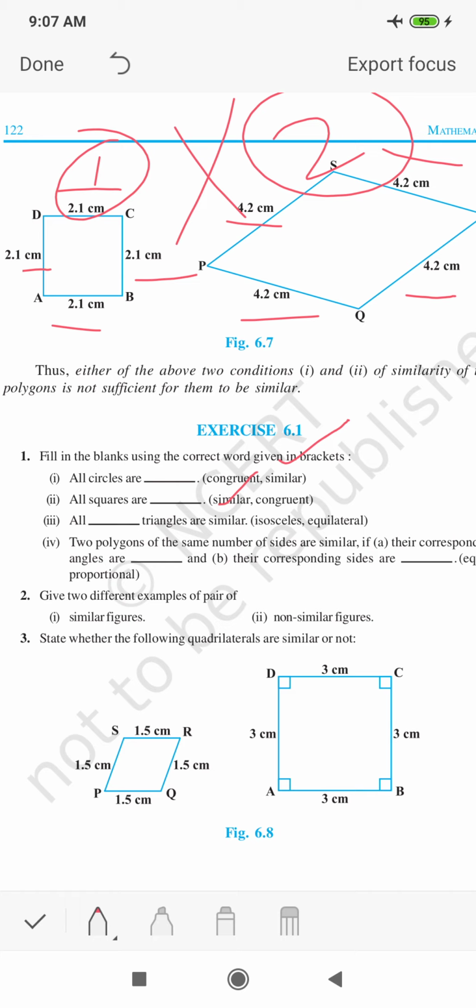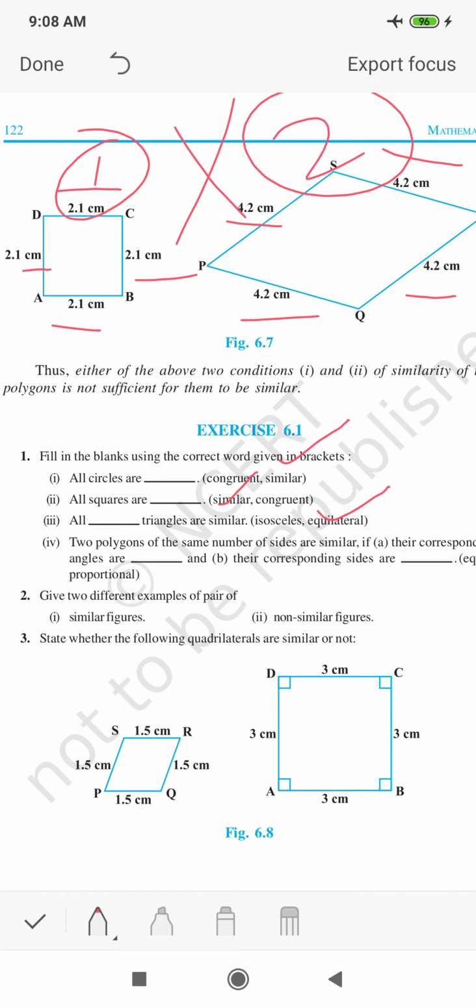The third one: all dash dash triangles are similar. Isosceles triangles or equilateral triangles? Only equilateral triangles. All equilateral triangles are similar, not isosceles triangles, because isosceles triangles have two sides the same, but the third side is different. So that's why they are not similar, but equilateral triangles are similar.